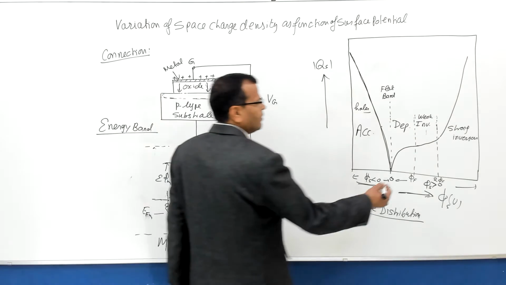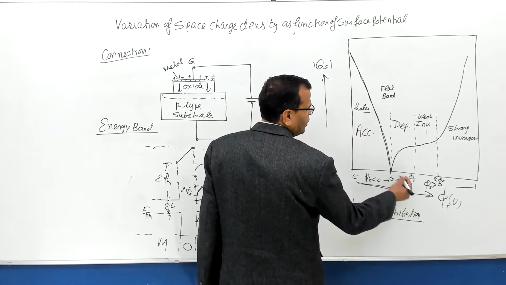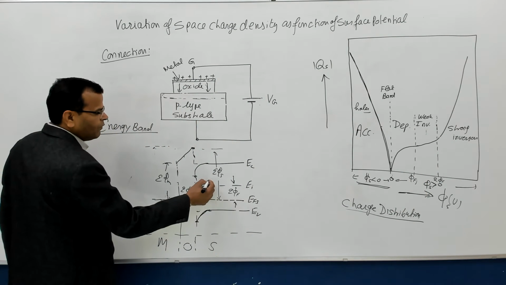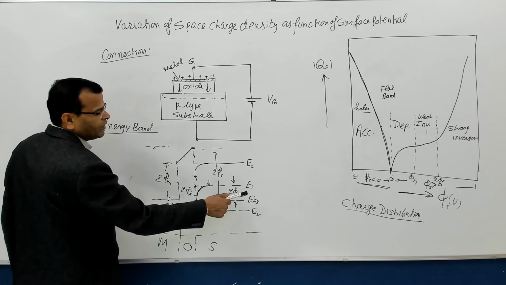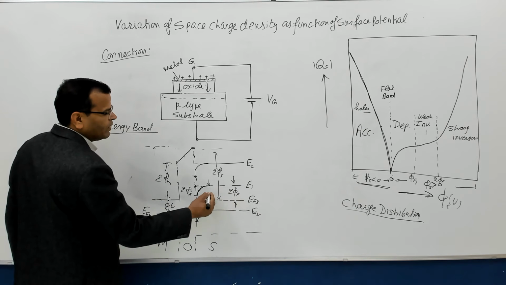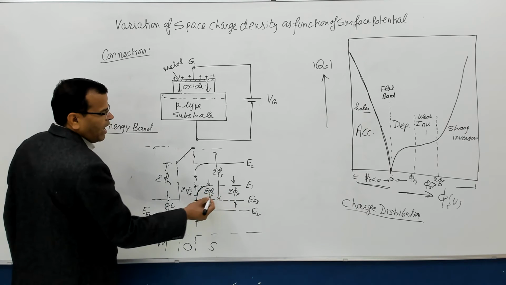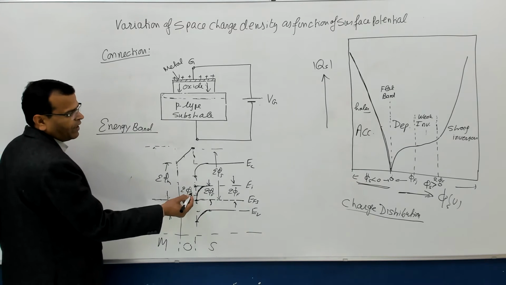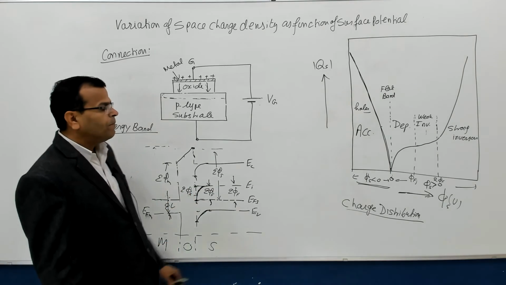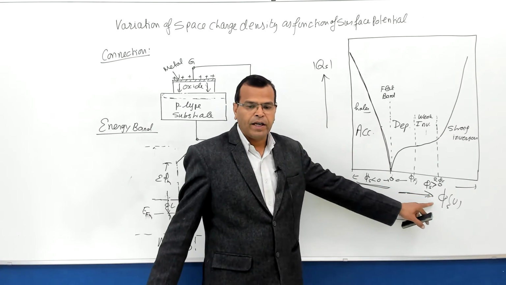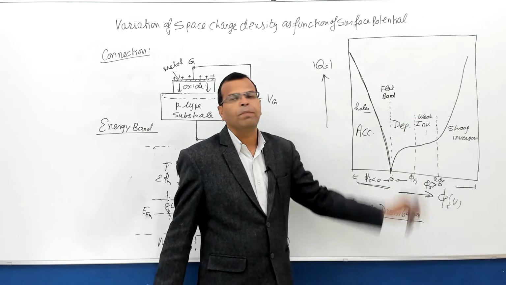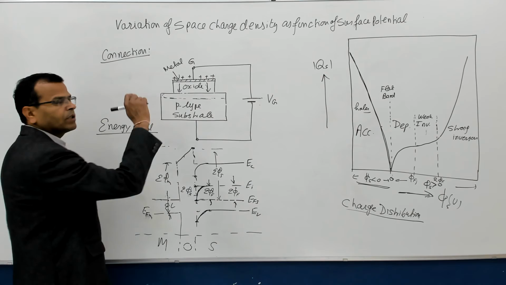So when your surface potential is between 0 and phi f, why phi f? Because the difference between the intrinsic level and the actual Fermi level is q into phi f. And the fall in the intrinsic Fermi level from E i to this level is again phi f. So phi s is equal to phi f. So when your surface potential phi s is from 0 to phi f, the capacitor works in depletion mode.